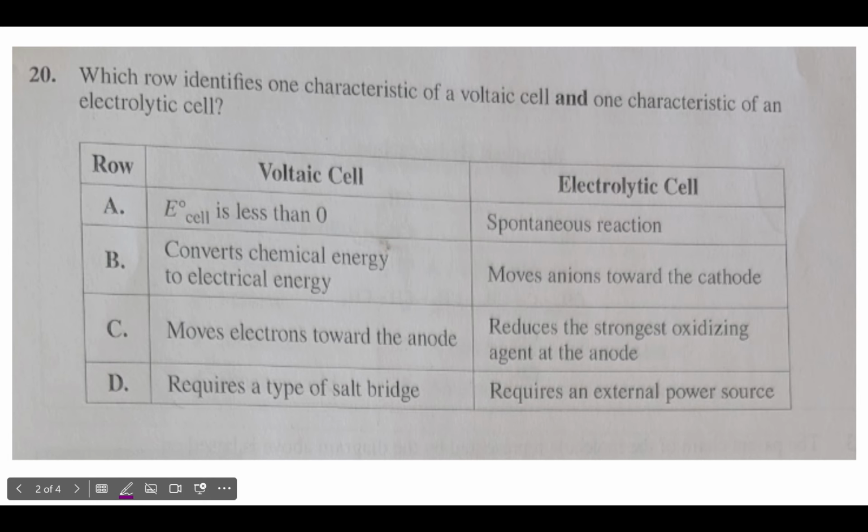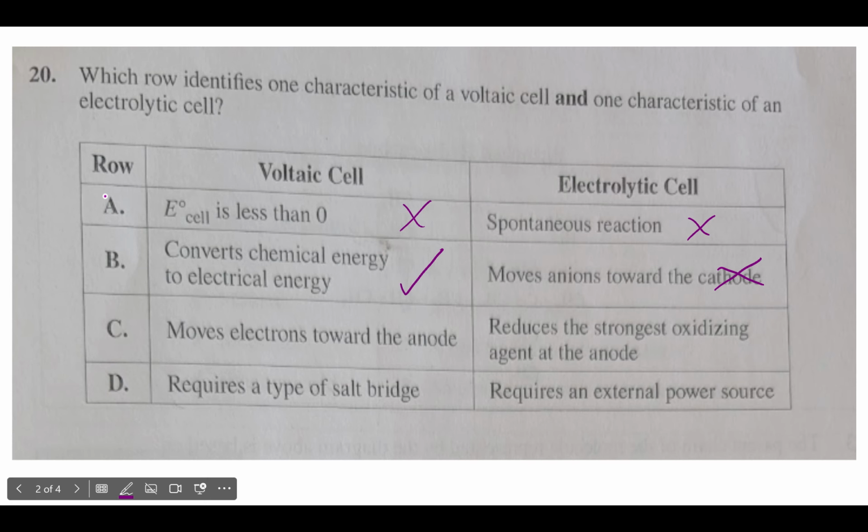So if we look at A, right away we know that's wrong because it's saying the E of the cell is less than 0. So that would mean that it would be an electrolytic cell because voltaic cells have positive cell potential. And then this part is also wrong because electrolytic cells are non-spontaneous. B, looking at that, says converts chemical energy to electrical energy. So for voltaic cells, that's true. For electrolytic, move anions towards the cathode. It doesn't matter which type of cell we have, anions always move towards the anode.